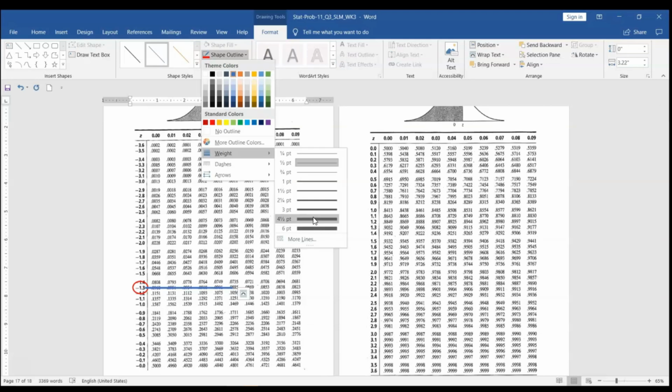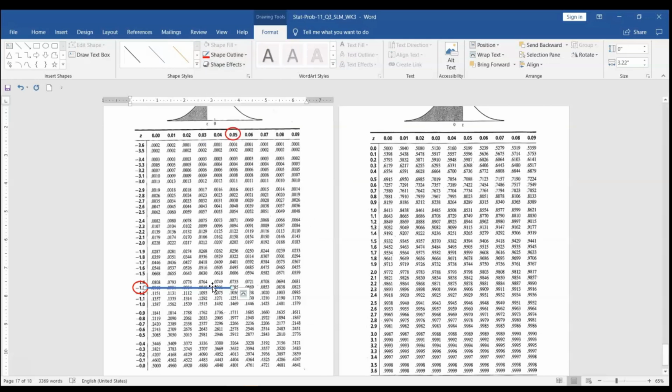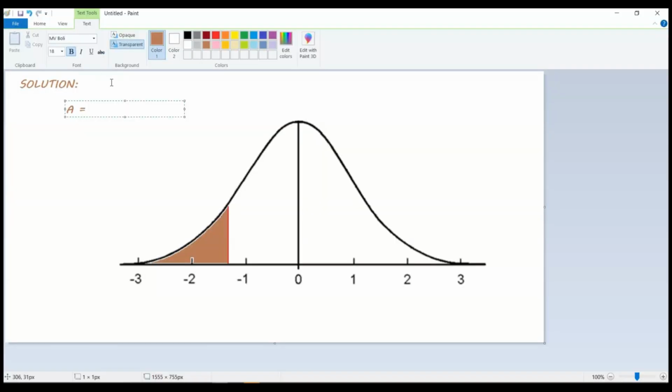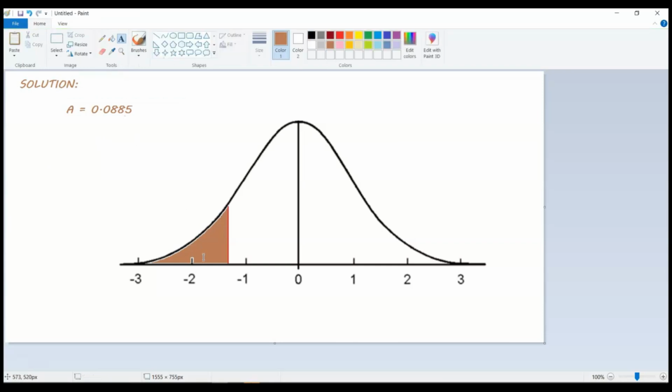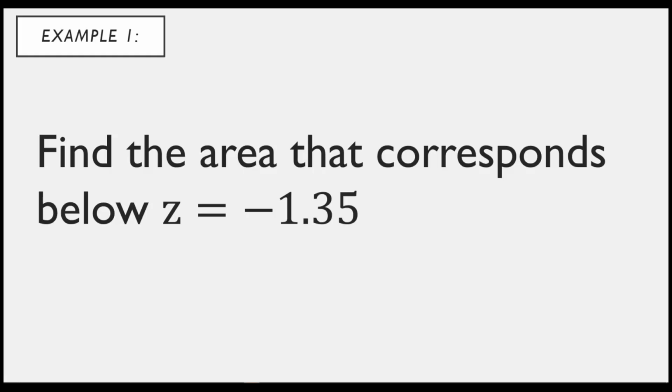To actually find its area, you just find where these two z-scores here cross. The intersection of the lines that we're going to make is going to be the area of our z is equal to negative 1.35, and it is right over here. Hence, the area at z equals negative 1.35 is 0.0885 according to the z table.